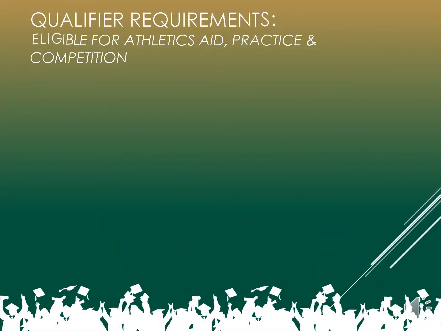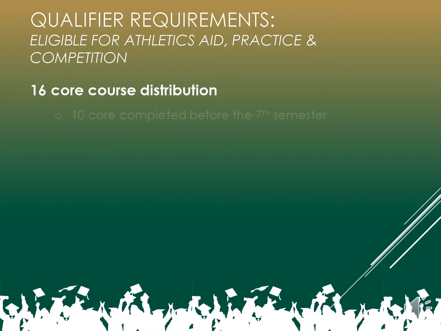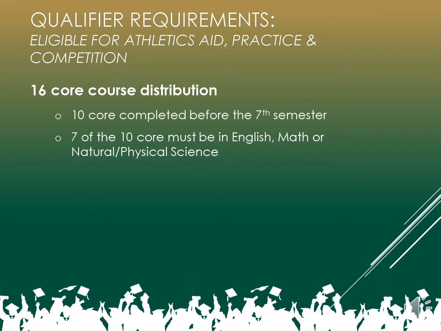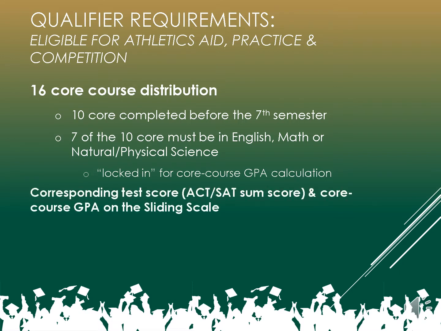To be a full qualifier eligible for athletics aid, practice, and competition, you must meet the following: the 16 core course distribution, 10 core completed before the 7th semester, and 7 of those 10 in English, math, or natural and physical science. Those courses are going to be locked in for your GPA course calculation. You also need to have the corresponding test score for ACT or SAT and the core course GPA on the sliding scale with a minimum 2.3 GPA. And you also need to graduate high school.